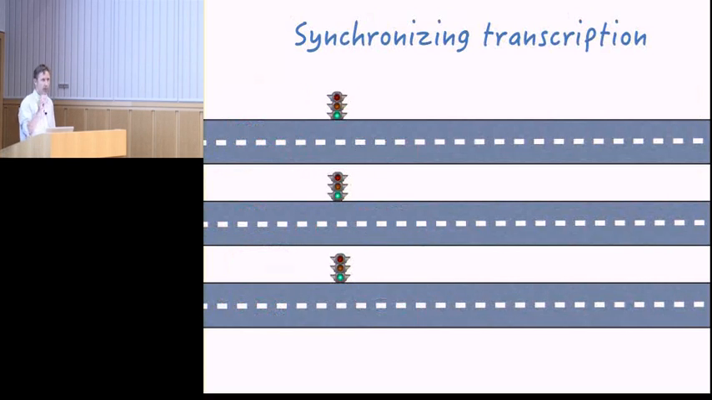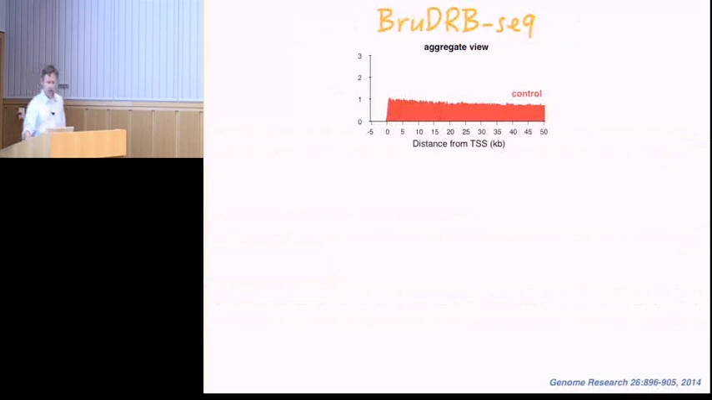And we can measure by labeling the RNA just after we release them, we can measure how far they travel. So this is the data. This is just to orient you to what we're looking at. This is an aggregate view of many hundreds of genes that are at least 50 kb long. And this is the Bru-Seq signal we get, just the transcription from this transcription start site and into the gene.